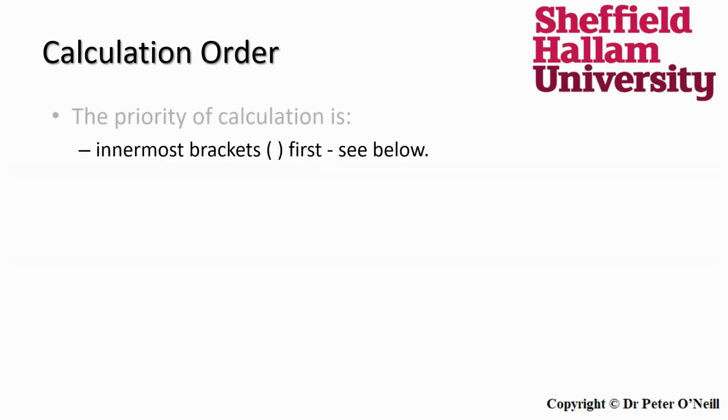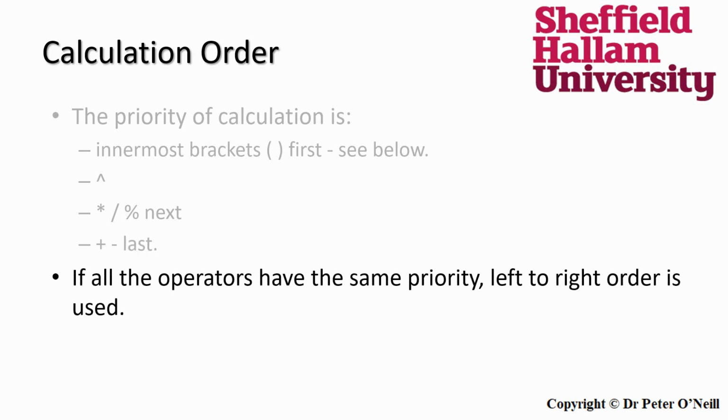So here we go. Prior to the calculation, BODMAS. Innermost brackets first. Power of next. And then it's multiplication, division, and modulus. And last, subtraction and addition. If all these operators were the same priority, left to right order is used.